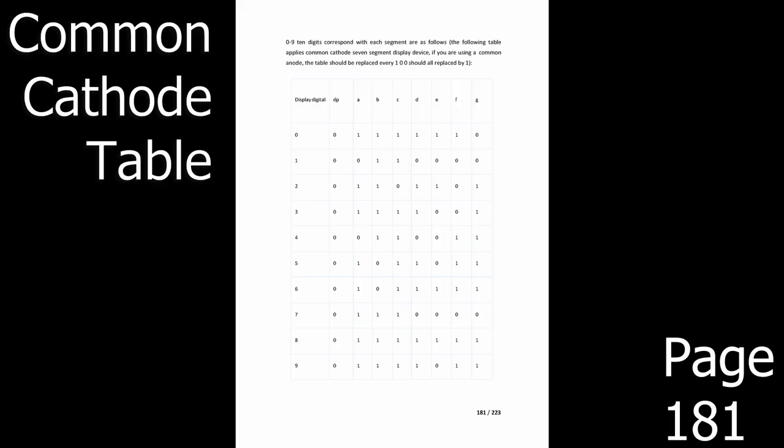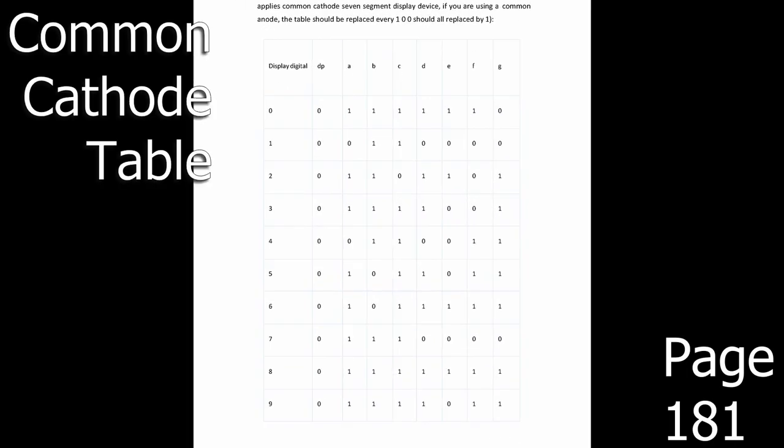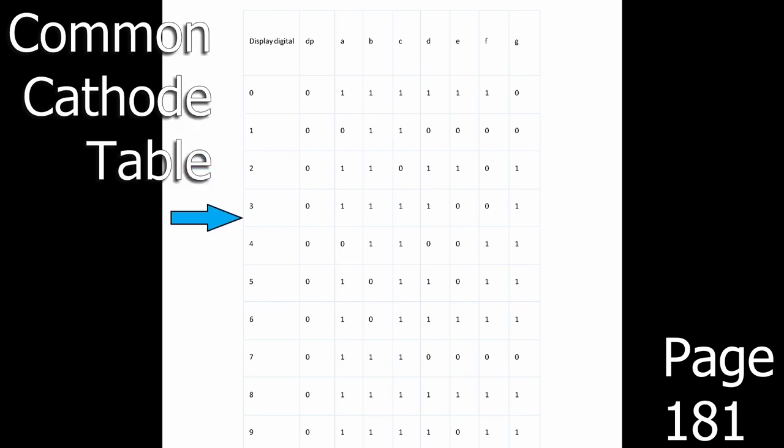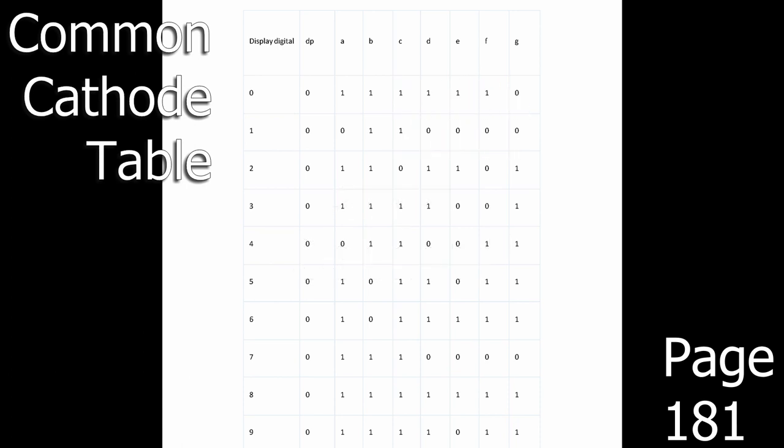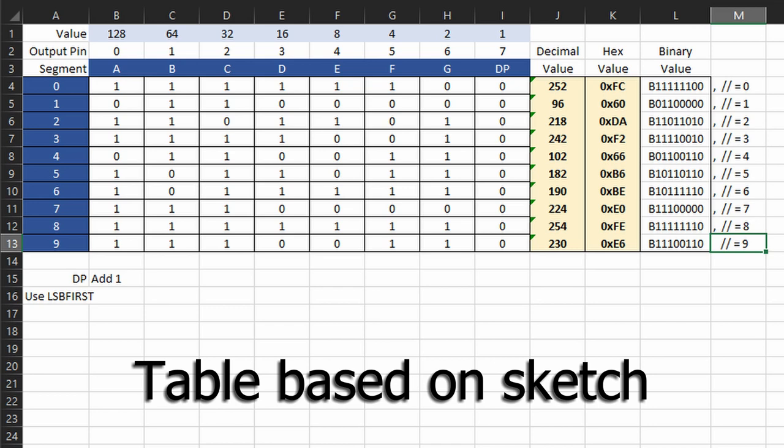On page 181, there's a common cathode table. The left column is the desired display number. The rows across show the corresponding segment LEDs to be turned on. But it's not the complete picture. We also need to show the output pins of the shift register. Here's my spreadsheet that corresponds to the tutorial sketch pinout. Unfortunately, the sketch is different than page 181, so to be clear, I'm showing the sketch values here.